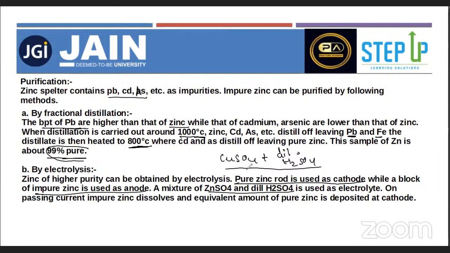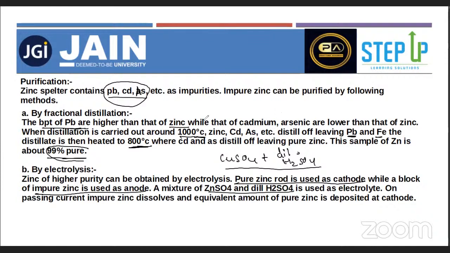So for blister copper, the final thing we did was take pure copper at the cathode and impure copper as the anode. Here too, pure zinc is taken as the cathode and impure zinc as the anode. There it was copper sulfate plus dilute H2SO4, and here it is zinc sulfate plus dilute H2SO4. You don't have to remember the impurities. You can put a reading, but you don't have to separately write what is present as an impurity or which has the higher melting point.